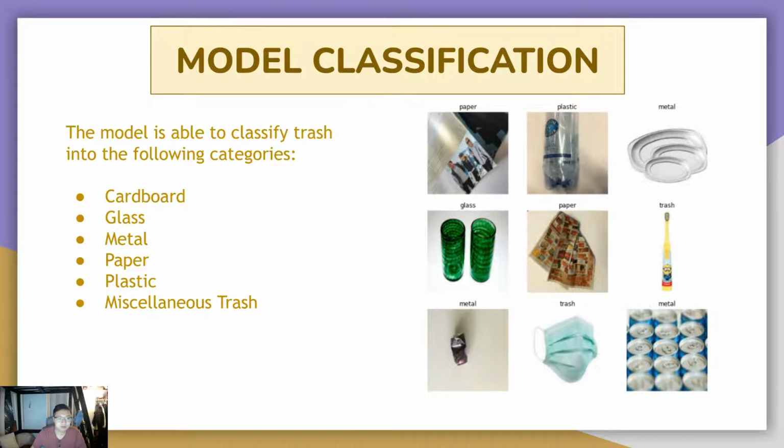Now, onto the model classification. Our model is able to classify our images into 6 classes: cardboard, glass, metal, paper, plastic, and miscellaneous trash. And on the right, we can see a bunch of images that were used when training the model.